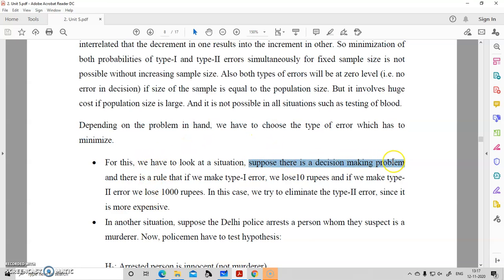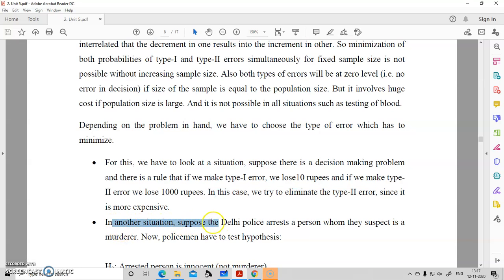Suppose there is a decision making problem. There is a rule that if we commit the type 1 error, we lose 10 rupees, right? If we make type 2 error, we lose 1000 rupees. So it is better to lose 10 rupees rather than 1000 rupees. So we'll say I will commit type 1 error but never commit the type 2 error in this particular case. In this case, we try to eliminate type 2 error as far as possible, because if we commit type 2 error, it is more expensive. We'll be losing 1000 rupees.